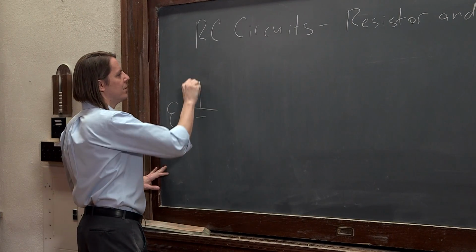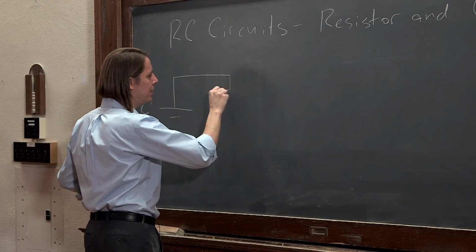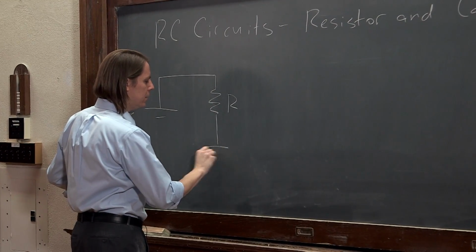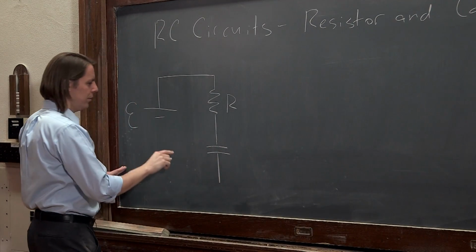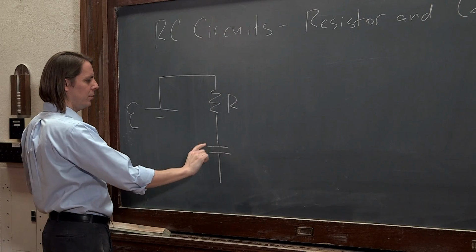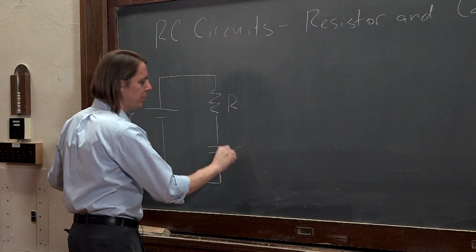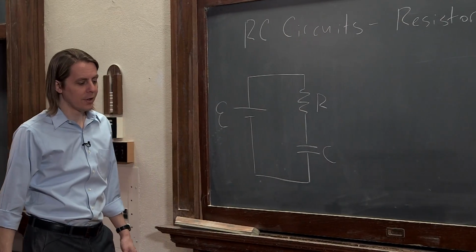There's our EMF coming up here, everything's fine. Resistor there, and capacitor there, which looks dangerously like a battery. So when the two bars are the same length, it's a capacitor. And also when you write a C next to it, it's a capacitor.